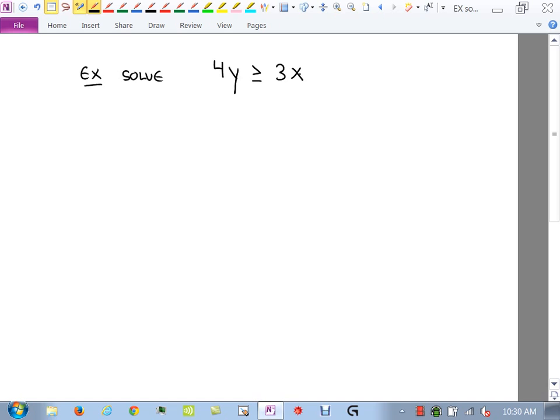The first step is to take this and turn it into what? An equation. 4y equals 3x. Now that's a line, right? How do I graph that line? How do you want to graph that line? Do you want to find the x and y intercepts, or do you want to do y equals mx plus b? You want to do x and y intercepts?